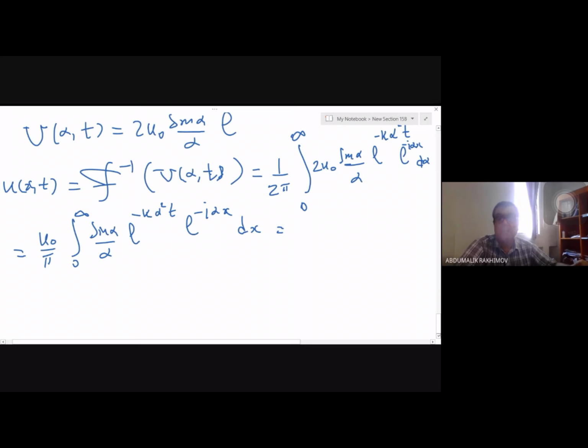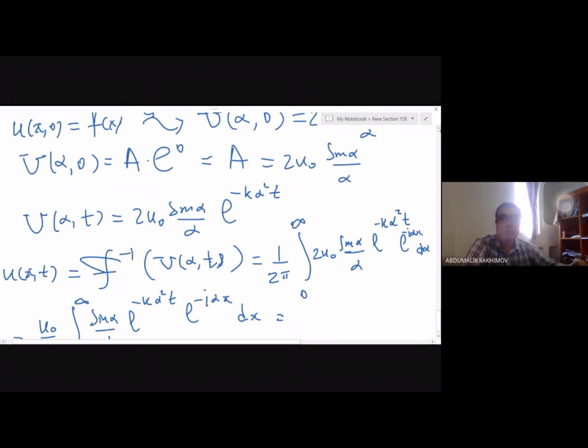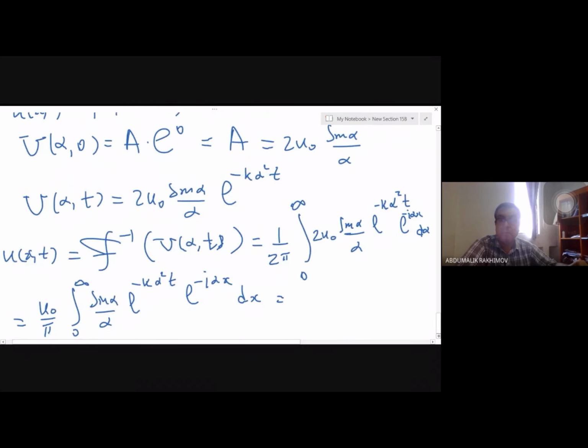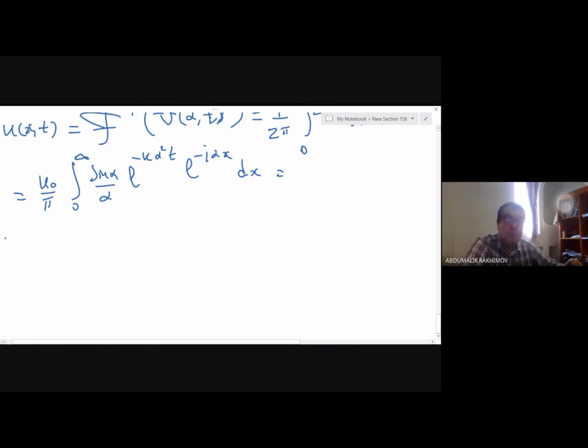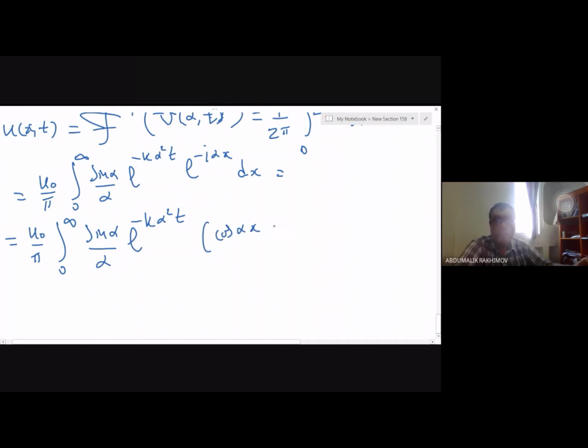Now we can use the Euler's formula above for exponential minus iota alpha x. We replace this with cosine and sine using Euler's formula, which is equal to u0 over pi integral from 0 to infinity sine alpha over alpha exponential minus k alpha square t. This one I will replace with cosine alpha x minus iota, minus because of this minus, sine alpha x, d alpha.